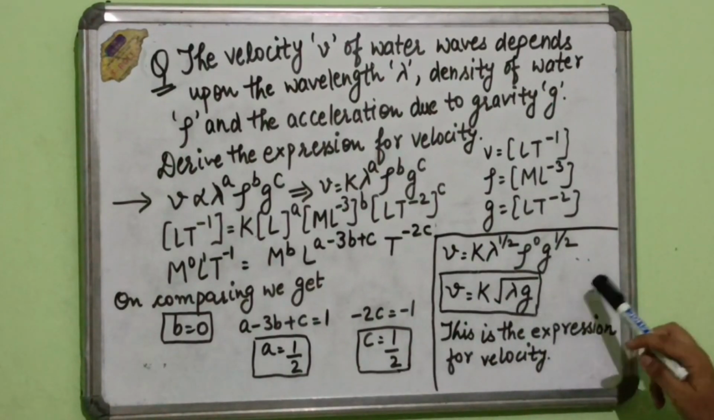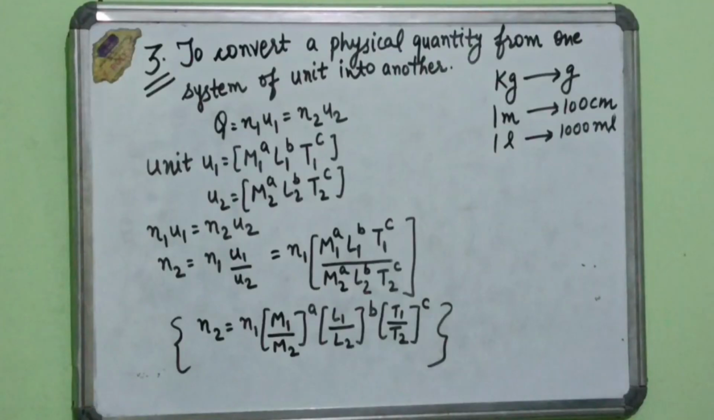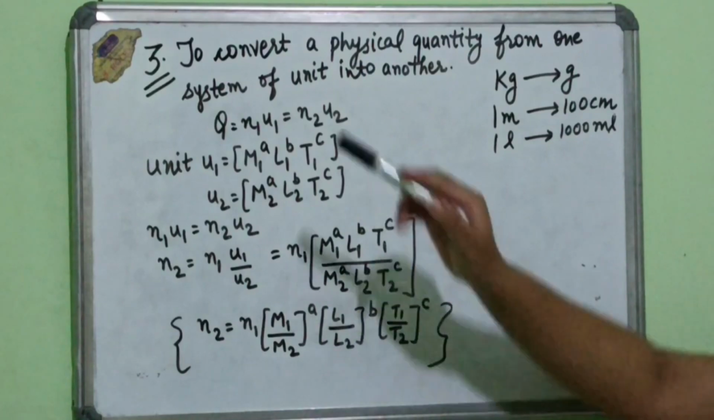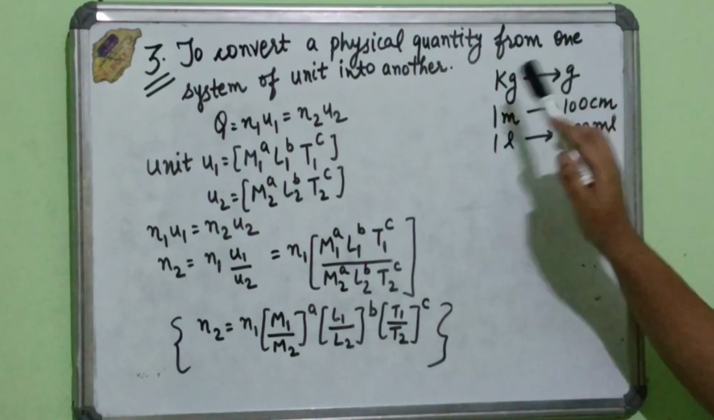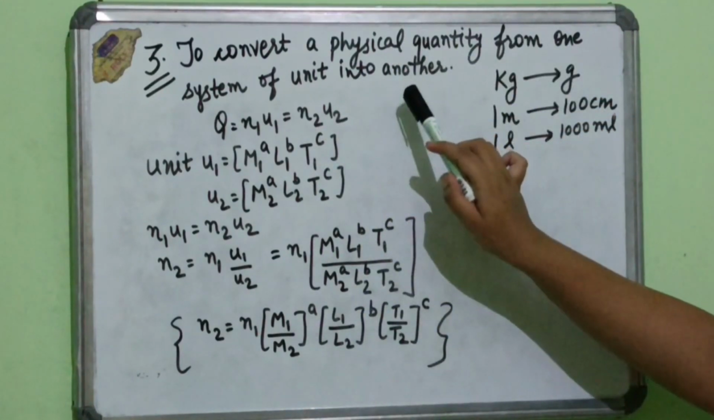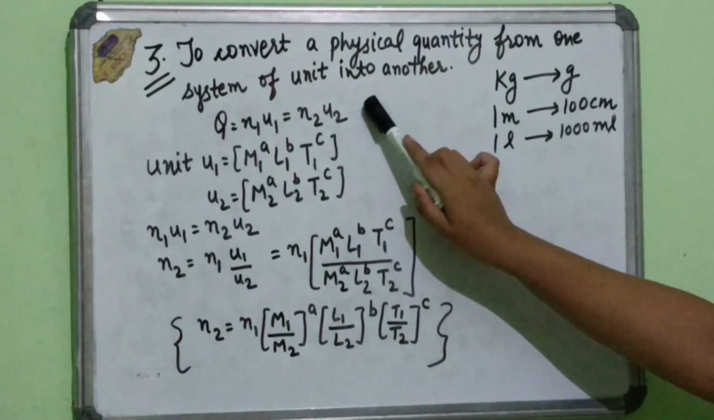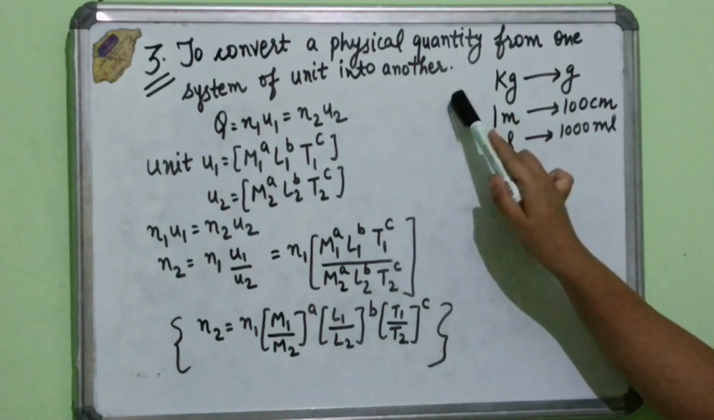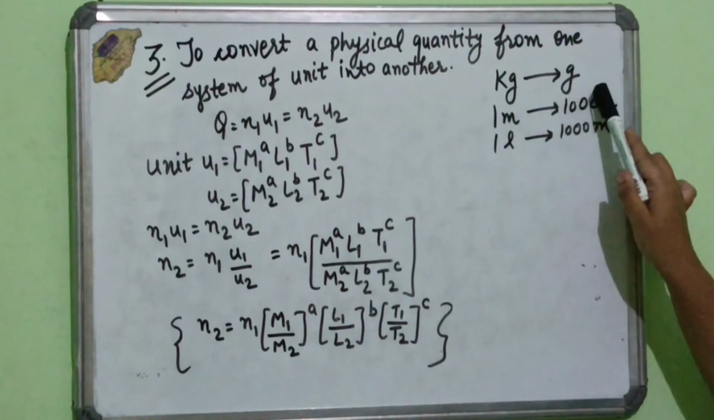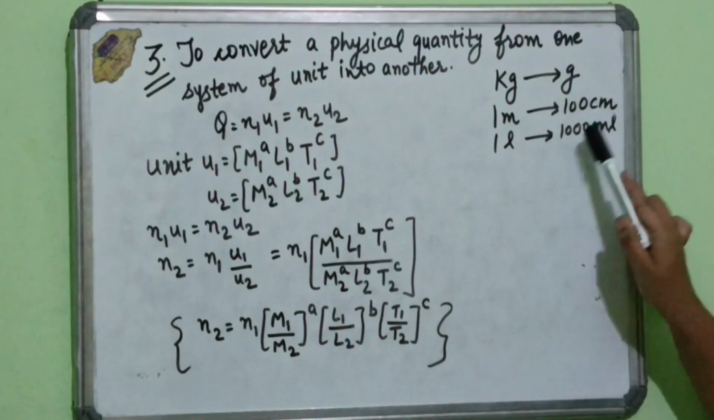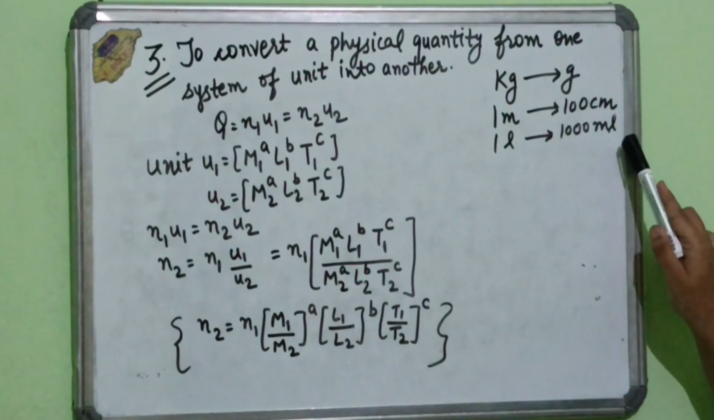This is the required expression for velocity. Now let's talk about the next application. To convert a physical quantity from one system of unit into another means we have to convert it from one system of unit into another. For example, kg into gram, 1 meter into 100 centimeter, 1 liter into 1000 milliliter.